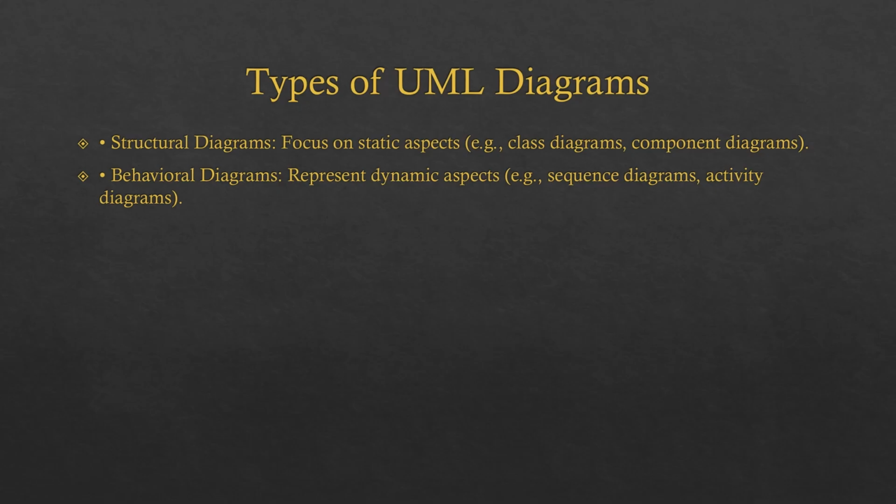UML diagrams can be broadly classified into two categories: structural diagrams and behavioral diagrams. Structural diagrams focus on the static structure of the system, such as class diagrams and component diagrams. Behavioral diagrams, on the other hand, represent the dynamic interaction and processes like sequence diagrams and activity diagrams. Both types are essential in HLD, helping to convey different aspects of the system.